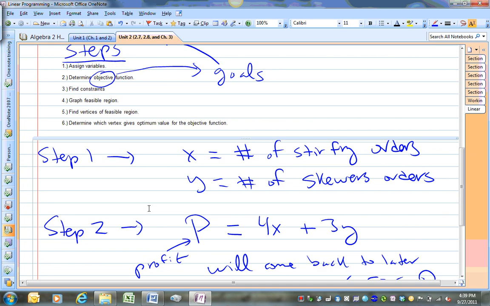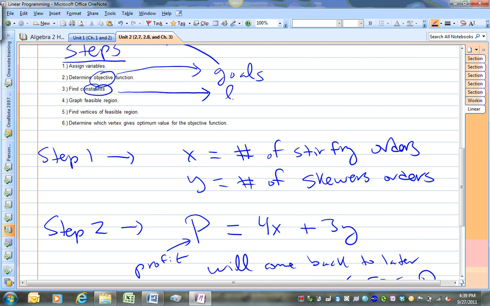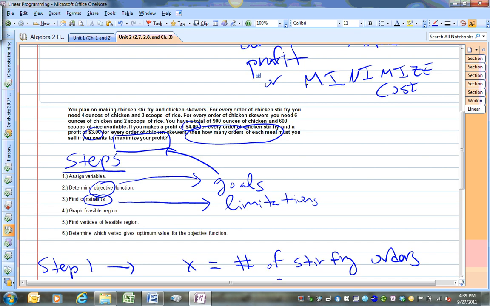Step 3 says here to find the constraints. Constraints, what does it mean to be constrained by something? Limitations. What are you limited by? We don't have all the chicken in the world to use. You don't have all the rice in the world to use. You have a very limited amount.